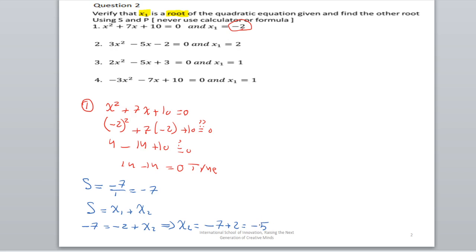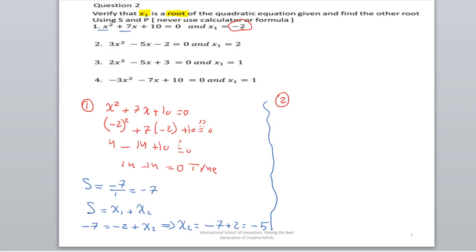Okay, now what do you do? Make sure from your calculator: mode 5 3 and press 1. Since a is equal to 1, b is equal to 7, c is equal to 10, you'll get that the first root is negative 5 and the second root is negative 2, so everything we solved is correct. So let's go to number 2. Let's solve it here.